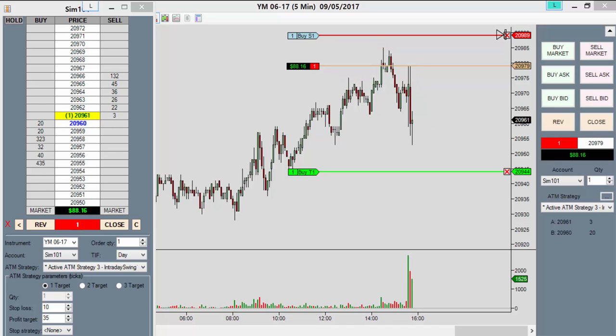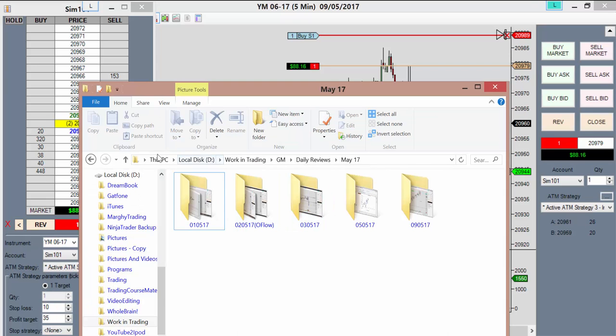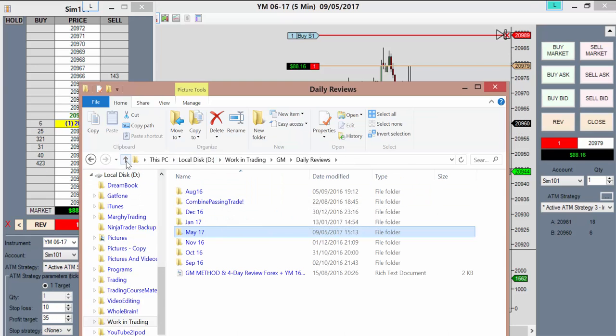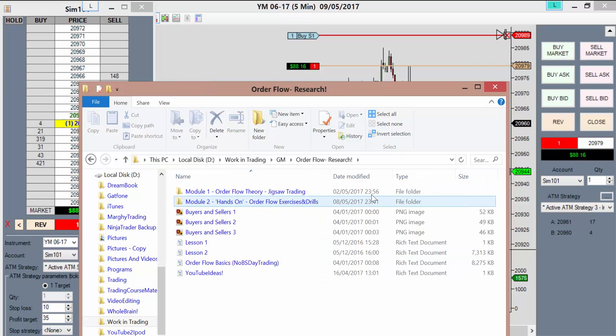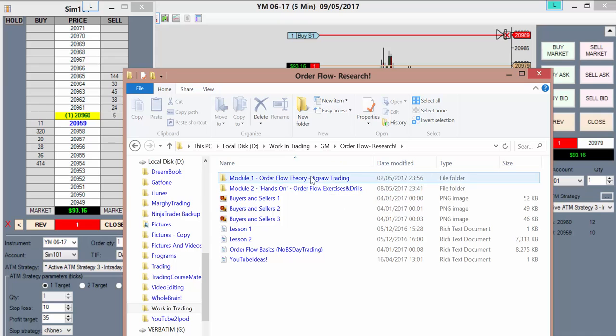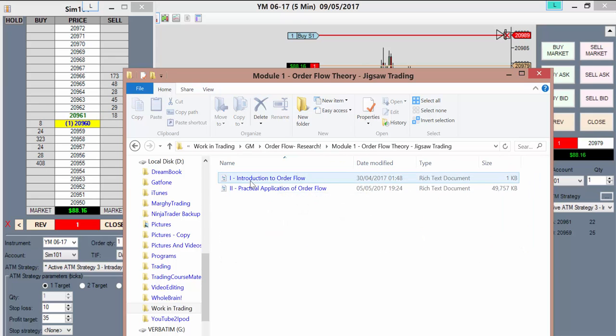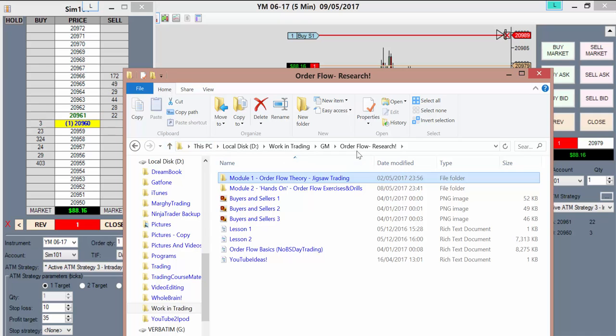I'm finding a lot of use in this. In case anyone's interested, what I'm studying is Jigsaw Trading. So if you Google Jigsaw Trading by Peter Davies, he's a British guy. I think he resides in Thailand now, if I'm not mistaken. I've been studying hours of his material, and this is what's really helped me.